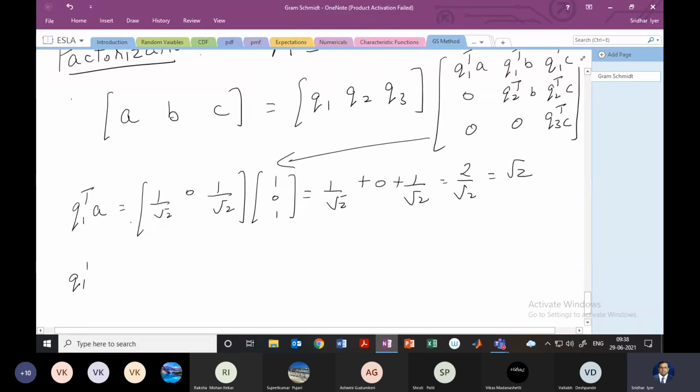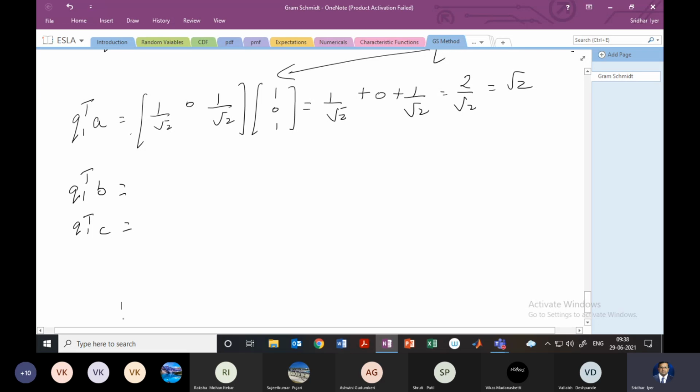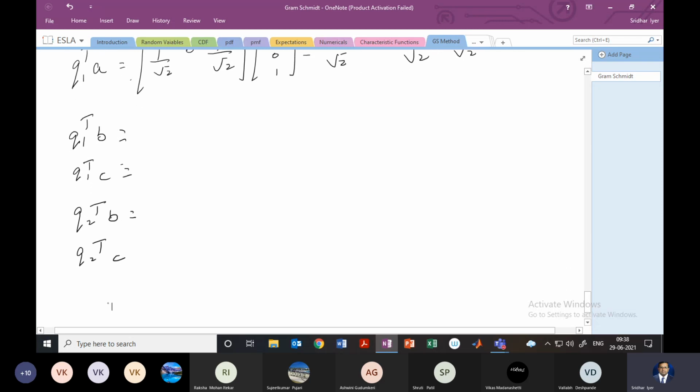So we need to calculate Q1 transpose B. Q1 transpose B, Q1 transpose C. Then similarly, we need to find Q2 transpose B, Q2 transpose C. And finally, the value Q3 transpose C.